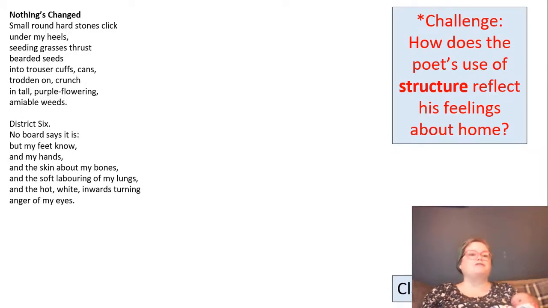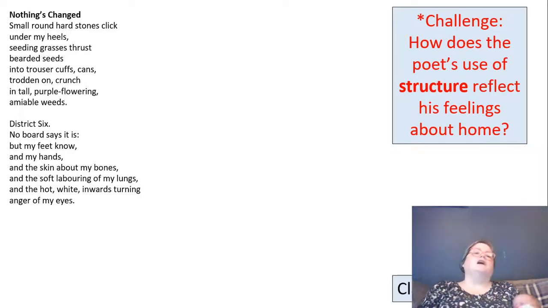And we've got the verb thrust there as well, suggesting some kind of violence that's coming from it. So it's like the seeds are deliberately trying to get into your clothes. So it's a kind of personification. In addition to that, the weeds are described as amiable. Amiable, I can't even say it. Amiable means kind of friendly. Okay, not violent, just sort of friendly. So obviously a weed can't be amiable, so again that's personification. Okay, so I would pause the video now and spend a few minutes annotating that first verse.